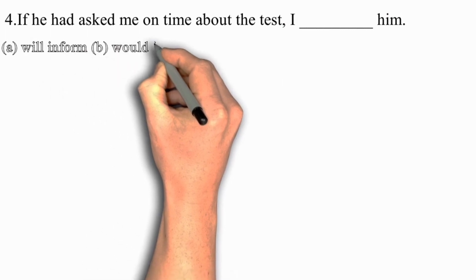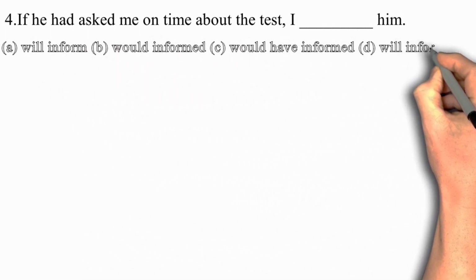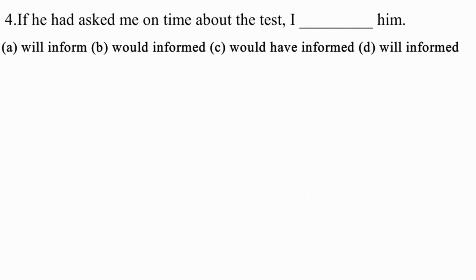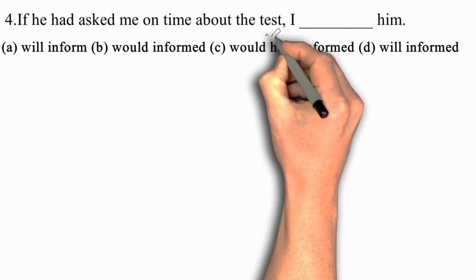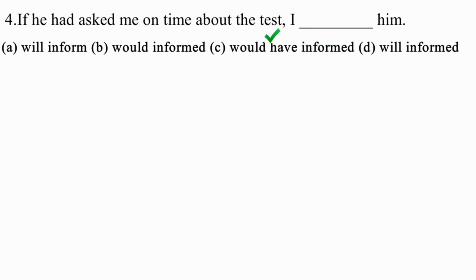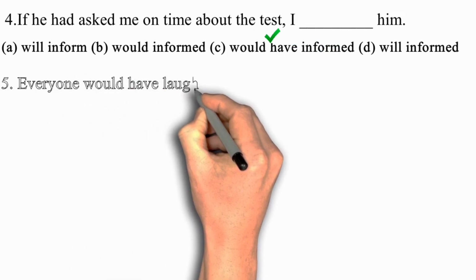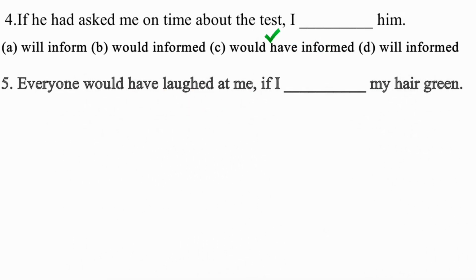Let's discuss sentence number four. If she had asked me on time about the test, I dash him. A will inform, B would informed, C would have informed, D will informed. What do you think? Which is the correct one? And the correct option is C, would have informed. If he had asked me on time about the test, I would have informed him.